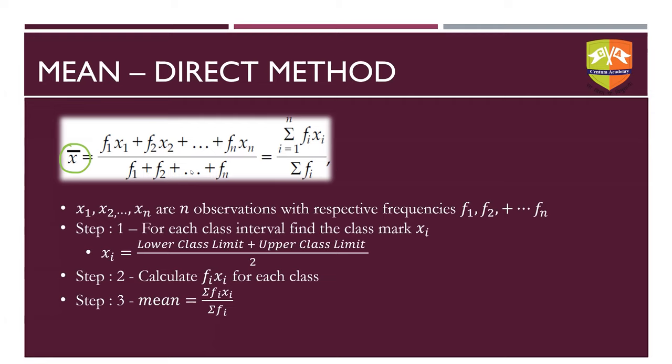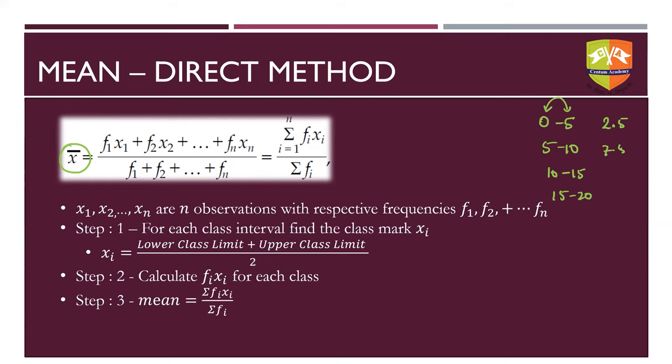Basically, for every class, what is X1, X2, X3 and all that? There have been questions like find the class mark. Now in grouped data, the first thing is you have to find out the class mark. So what is class mark? For example, in our previous case, if you see 0 to 5 and 5 to 10, this is exclusive grouping, and 15 to 20. So what are the class marks? The class mark will be 2.5, the mid value. So add these two and divide by two.